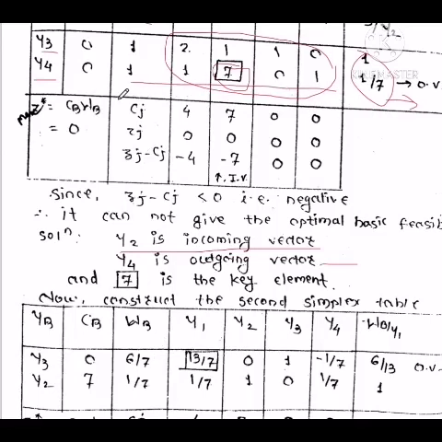So divide this key element to the key row. So this can be written as 1 by 7, 1 by 7, 1. So here we will take 0, then 0, 1 by 7. So in this way we can find out the key row element. Then the above elements we can find out by calculating each element.